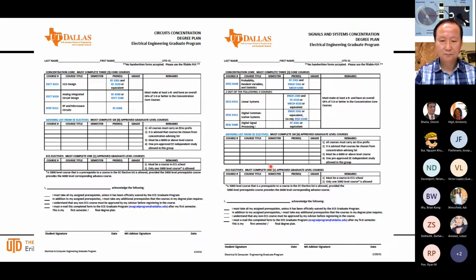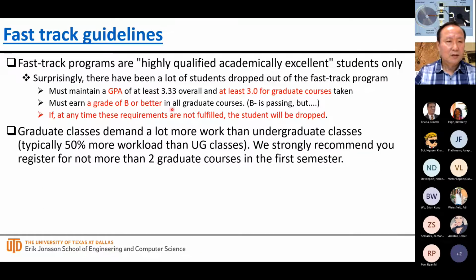Okay. All right. So Fast Track has very unique guidelines. So even though you went through this application process and you are admitted into the Fast Track program, I always encourage you to look at these Fast Track guidelines one more time each semester. Okay. So Fast Track programs are only for highly qualified, academically excellent students. Okay.